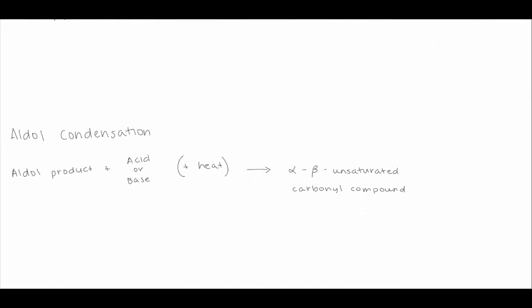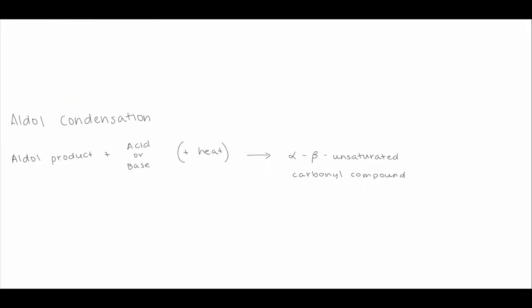Now we're going to talk about the aldol condensation reaction. You take your aldol product, and you can catalyze it with either an acid or a base. You may or may not need to add heat, which we'll talk about later, and you will form an alpha-beta unsaturated carbonyl compound, which means that the bond between the alpha carbon and the beta carbon will be a double bond.